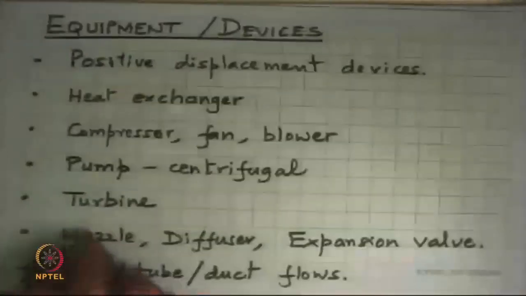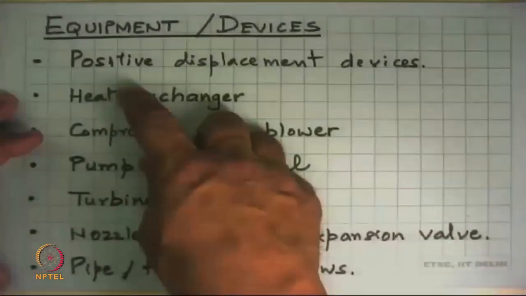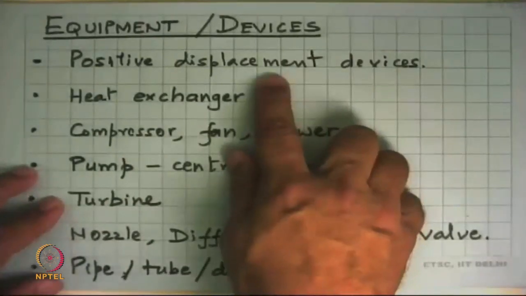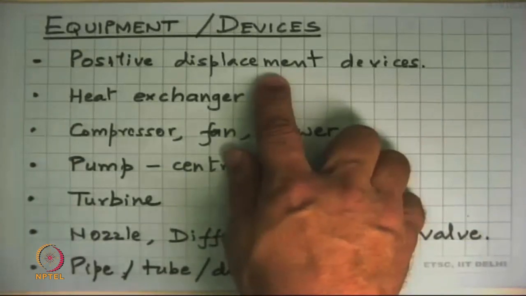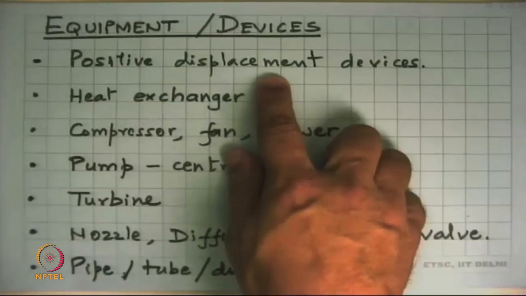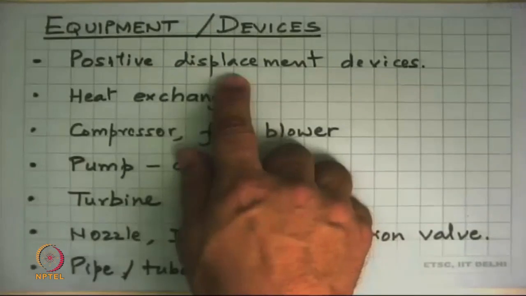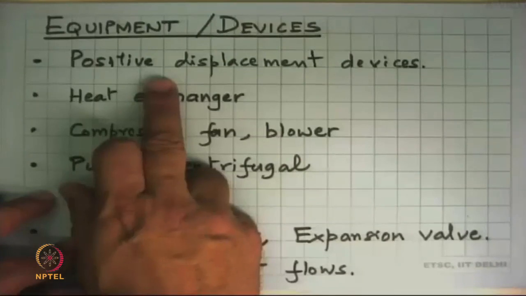So we start by looking at a list of some of the common equipment which you will come across in problems. I've listed here a bunch of them. We'll begin with looking at positive displacement devices. So these are devices that either compress or pump, or the opposite thing, they take high pressure, high energy fluid and deliver work. Positive displacement is the reason for giving this name, and when we look at the construction of these, we will know how these are different from other types of devices.